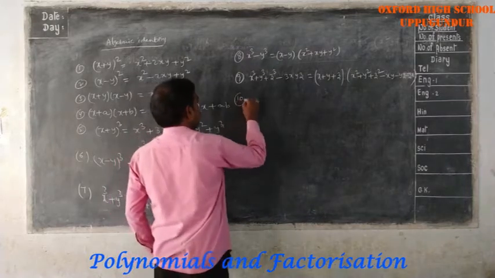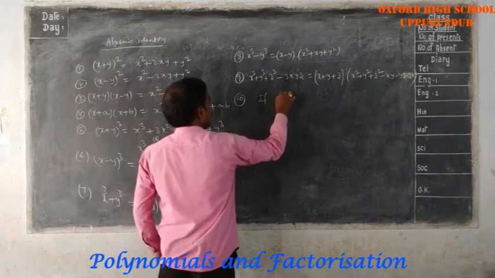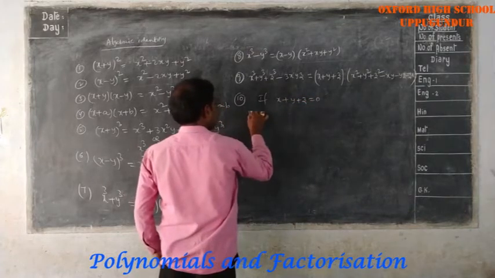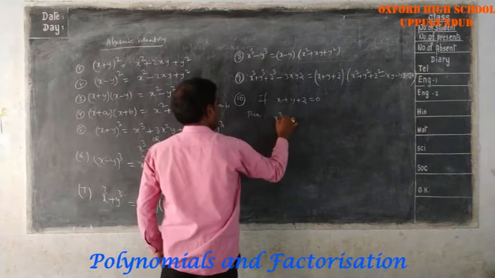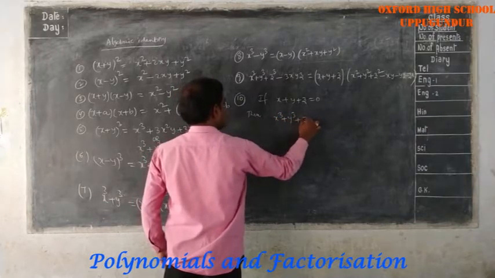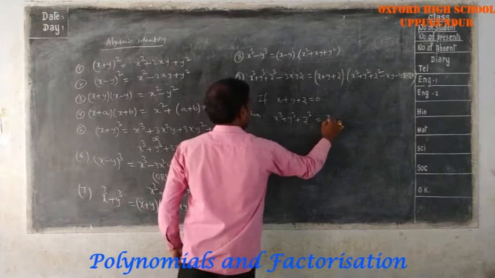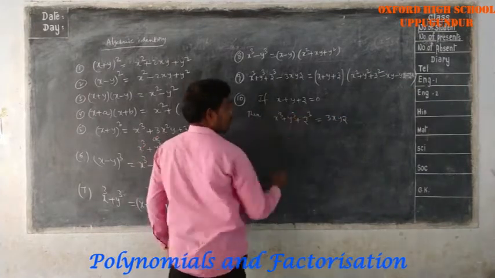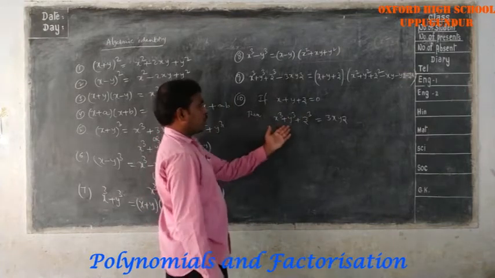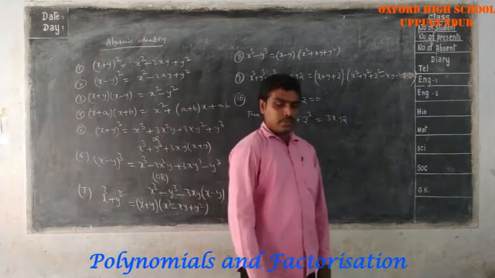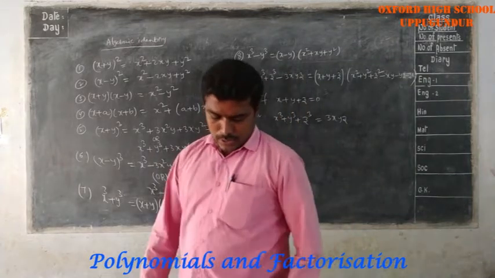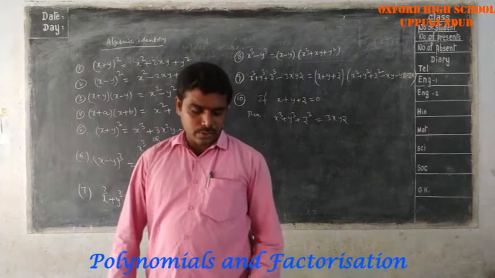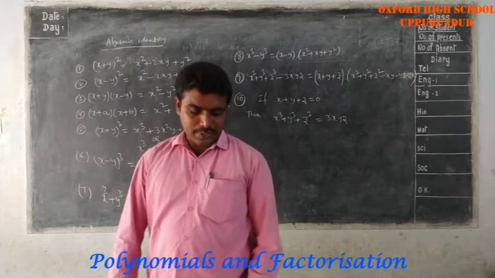Next, another formula we have: if x plus y plus z equals 0, then x cube plus y cube plus z cube equals 3xyz. So these are the algebraic identities you have. Using these algebraic identities, you have to do exercise 2.5.